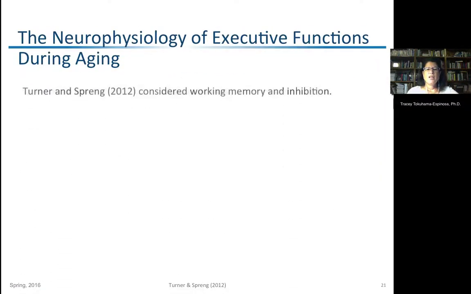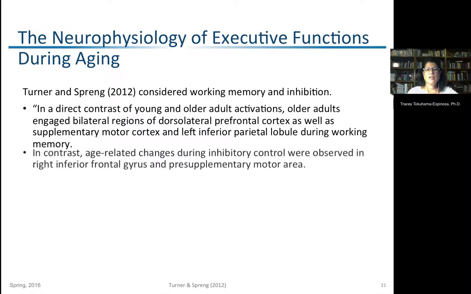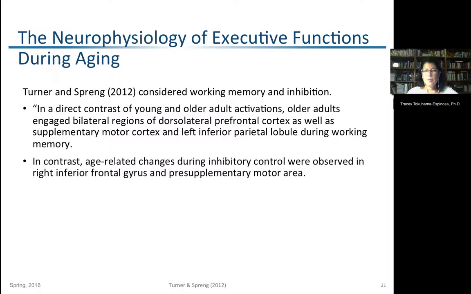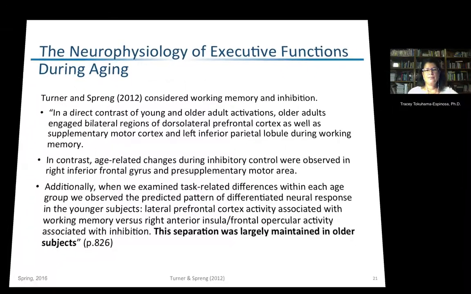What was very interesting about Turner and Spreng's findings, however, is that when they documented how executive function networks exist in the brain related to working memory and inhibition, they documented this in children as well as adults, and they found that there was absolutely no difference. When they conducted tasks with adults as with younger subjects, they found that exactly the same areas were still stimulated. So the neurophysiology of executive functions is maintained into old age.